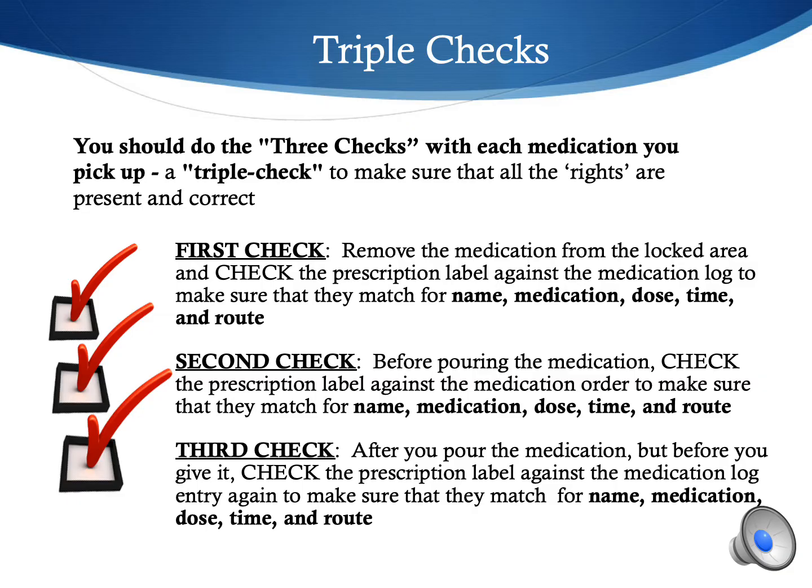And the third check, after you pour the medication, but before you give it, check that label again against the medication log and make sure that they match for the name, medication, dose, time, and route. These triple checks are very important when you pull it out, before you pour it, and right after you pour it.